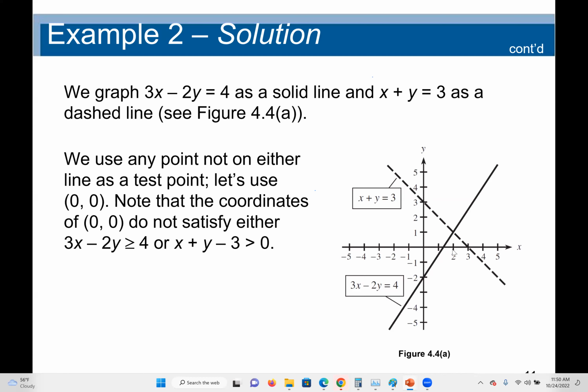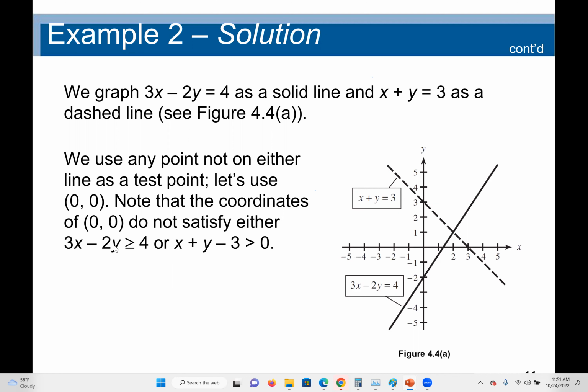On this line, let's say if you have 2 and 1, it should be on. So use any point that is not on the line. The quicker way is to use 0, 0 again because it's easier to plug in. So when we use 0, 0, we should know that the coordinate of 0, 0 does not satisfy either this or this. Let's see the reason why.